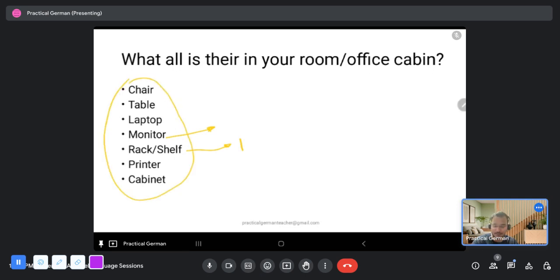The names. It's Regal. Das Regal. Printer. Drucker. Der. It's ending with the sound of air, then der. Yeah. Cabinet. Cabinet, like where you keep things like a regal, but with doors.